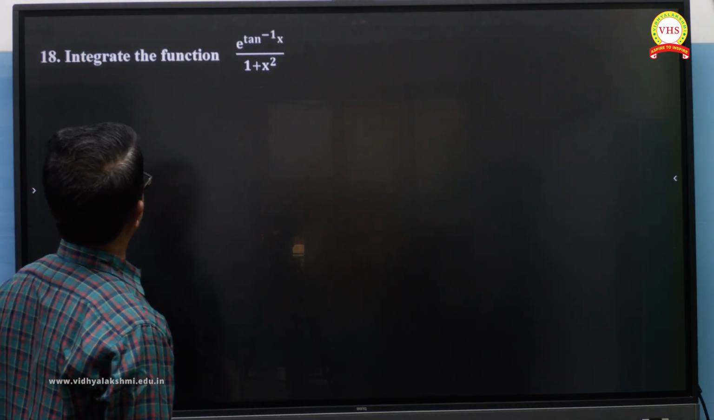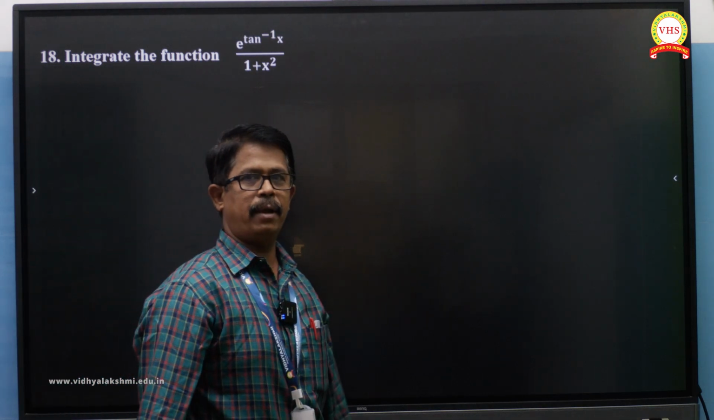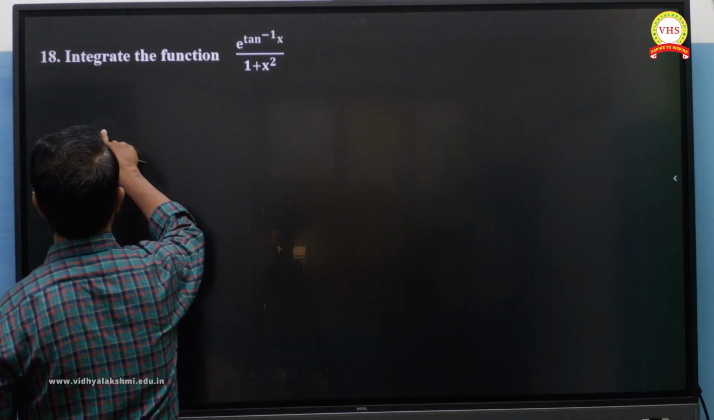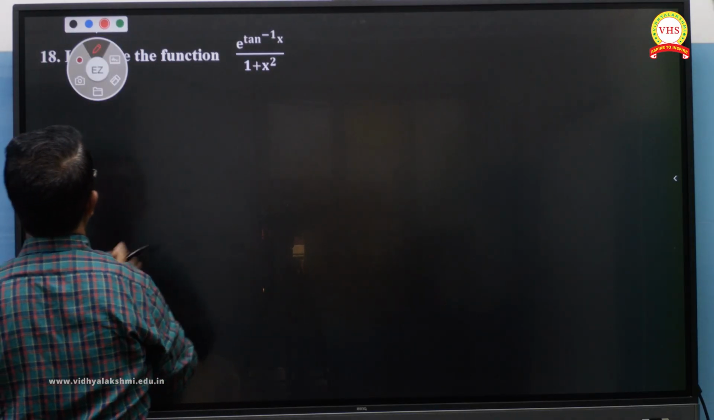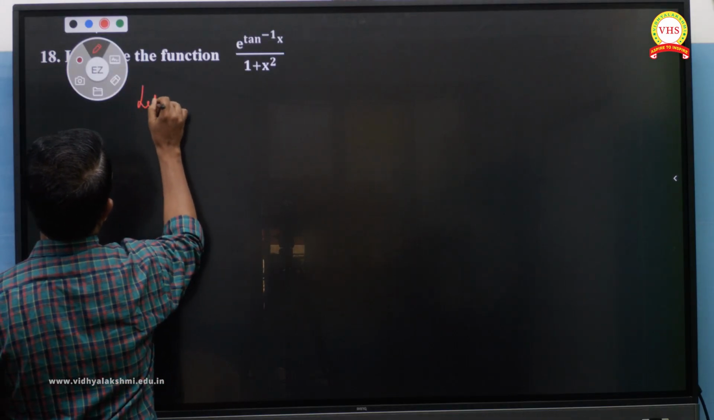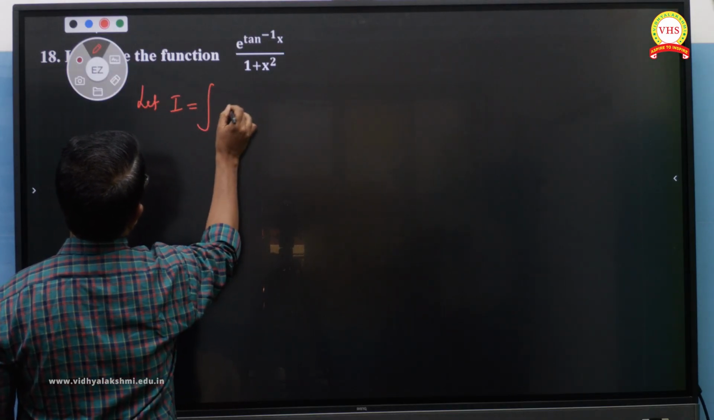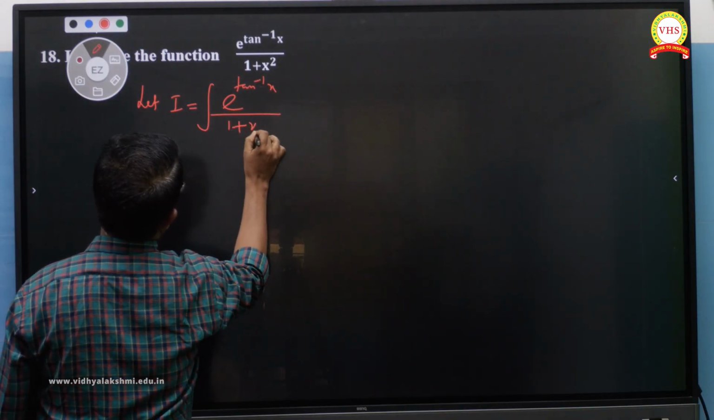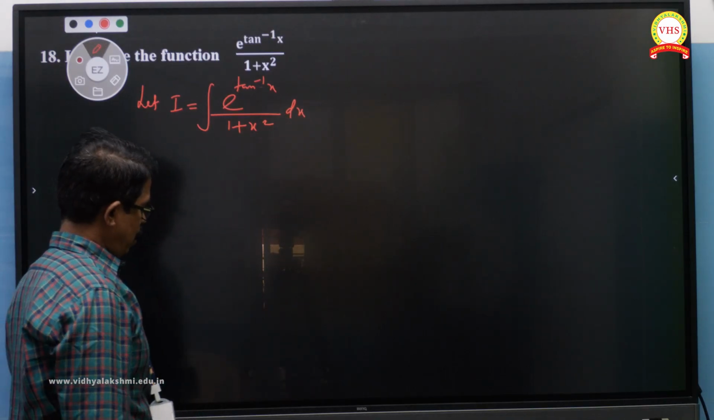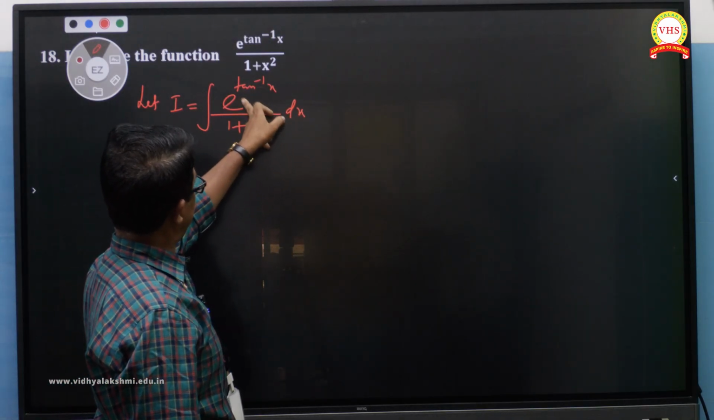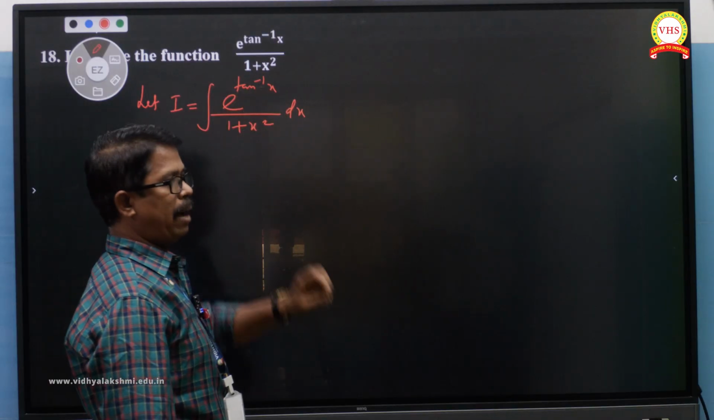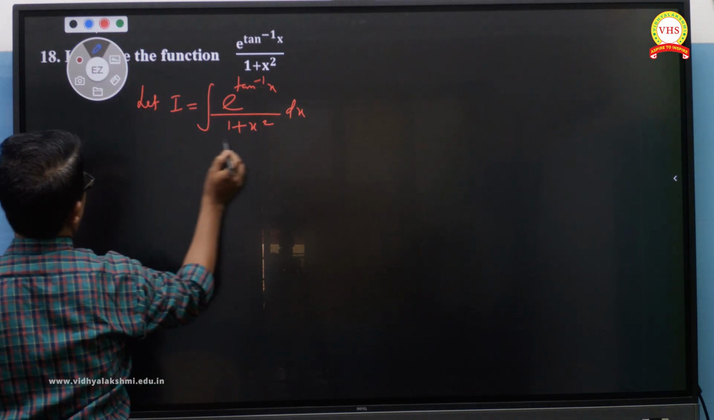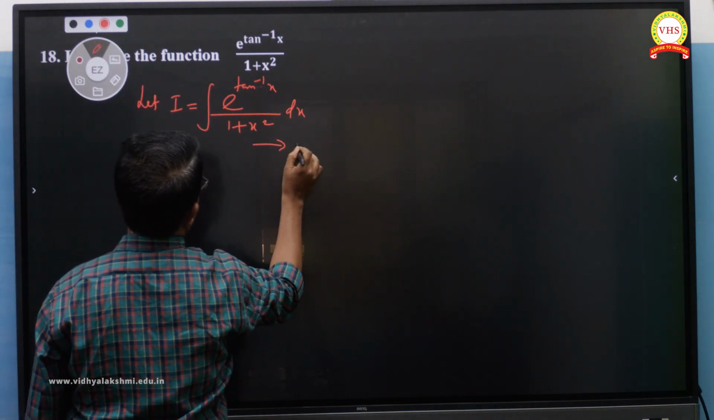Question number 18. What is the 18th one? It is also an important question, may come as an MCQ as well as a 2 mark or 3 mark question. Let I equal to the integral of e power tan inverse of x divided by 1 plus x square into dx. When you have any power like tan inverse, sin inverse, cos inverse, the denominator should contain its derivative. We call this equation number 1.